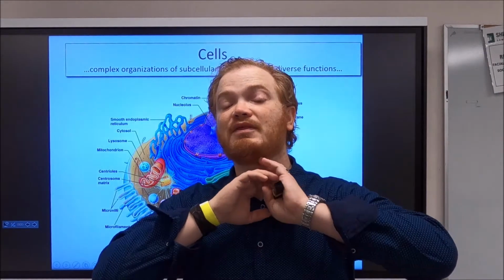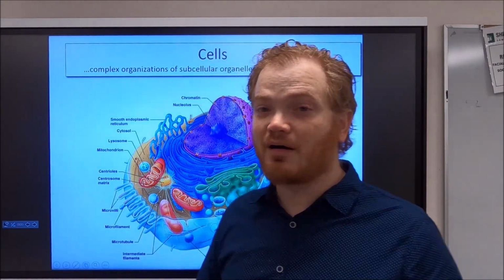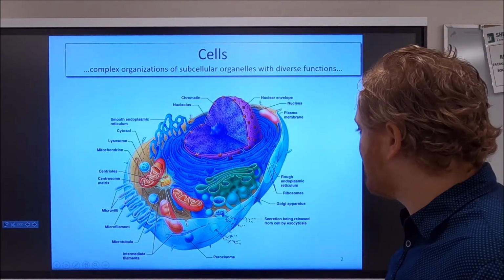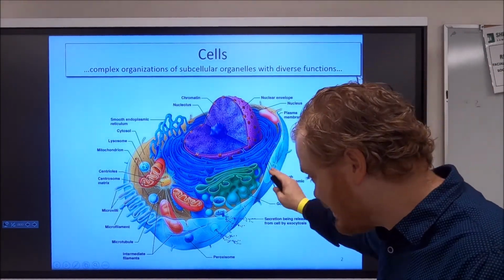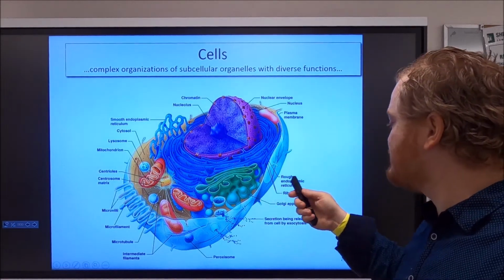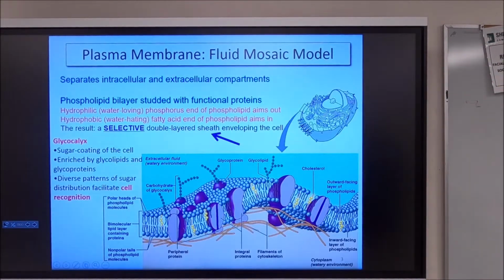Now we're going to go through everything bit by bit and learn all the parts and what they all do. But this is a good old-fashioned cell as we know it today. This is specifically an animal cell, but we're going to look at how it fits together and how it is capable of doing what it does.